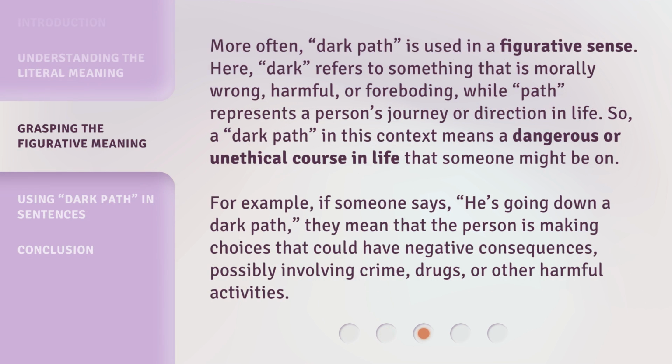More often, dark path is used in a figurative sense. Here, dark refers to something that is morally wrong, harmful, or foreboding, while path represents a person's journey or direction in life. So, a dark path, in this context, means a dangerous or unethical course in life that someone might be on. For example, if someone says, "He's going down a dark path," they mean that the person is making choices that could have negative consequences, possibly involving crime, drugs, or other harmful activities.